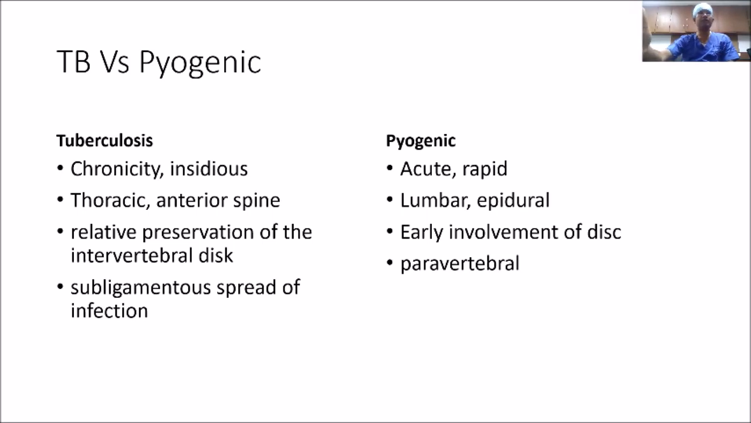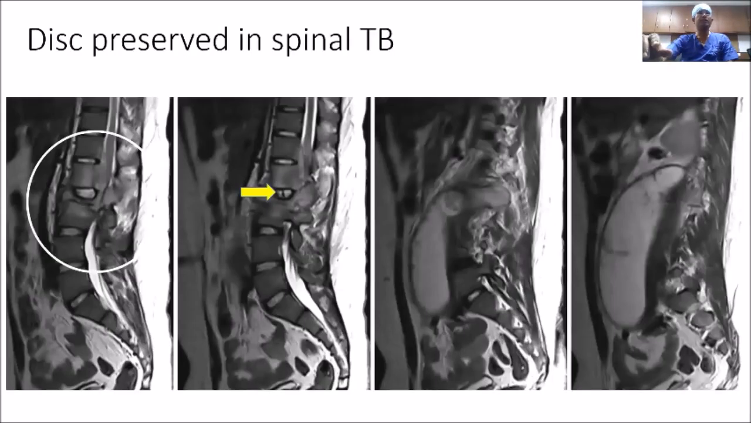So as discussed earlier, the disc is preserved well in the course of the disease in tuberculosis, whereas early in the disease itself, you have disc involvement in pyogenic infection. Tuberculosis is characterized by vertical spread of infection, whereas in pyogenic infection, it is circumferential or transverse. This is an example of a patient with a tuberculous spondylodiscitis. You can see a huge psoas abscess, but the disc is preserved as shown by the yellow arrow.